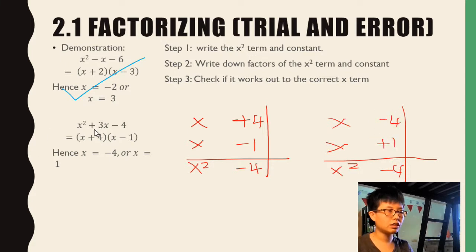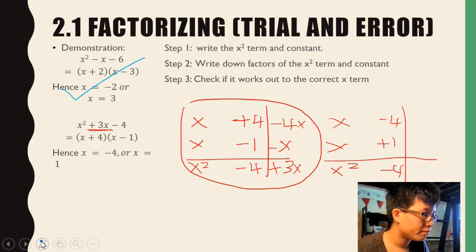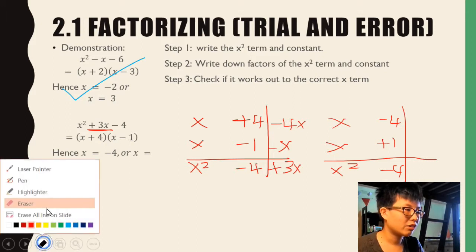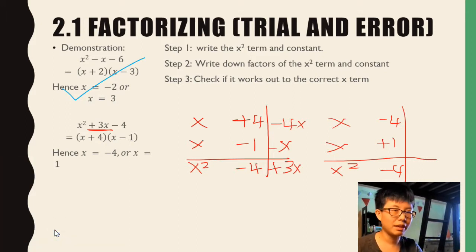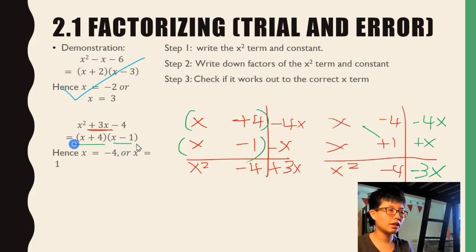Right now, just think about this. We're trying to get a positive 3x. Which one do you think will get us there? So x multiplied by negative 1 and x multiplied by positive 4. We're supposed to get 3x with this. By practicing, you can actually improve your mathematics sense. Obviously if you do it the other way, you're going to get negative 3x, which is not what we wanted. So our answer is actually x plus 4, x minus 1.